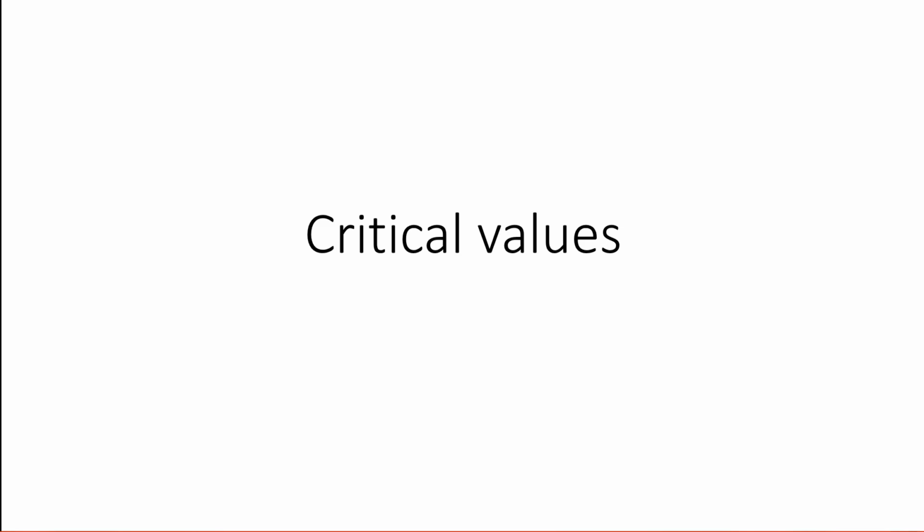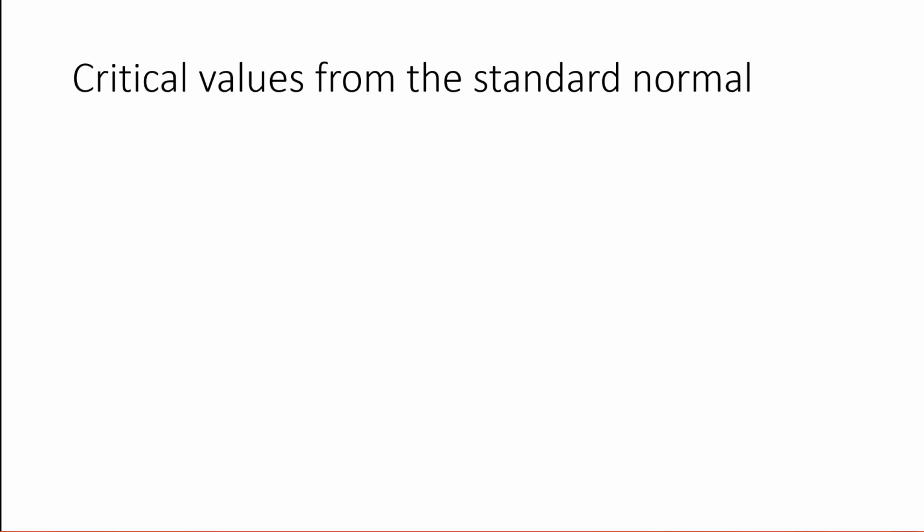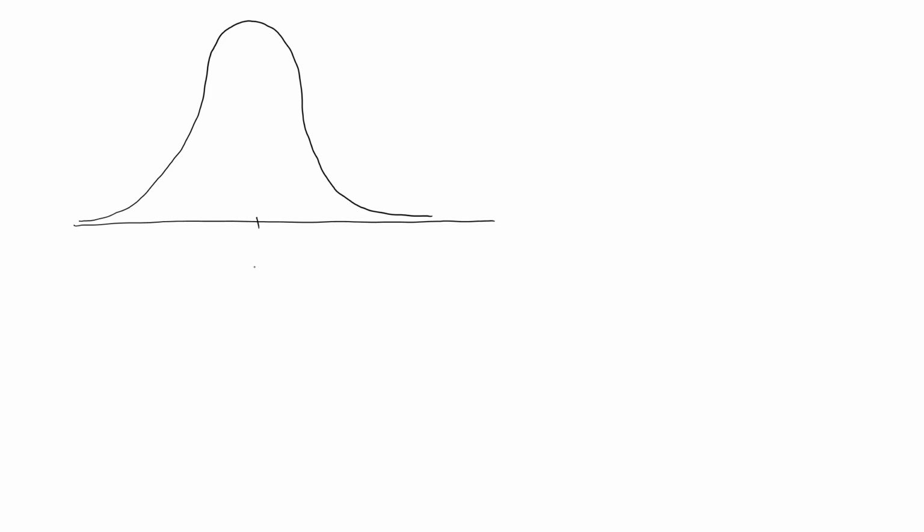So let's develop some notation for this particular problem of finding these cutoff points. These cutoff points will actually be called critical values. So let's start with the most important one, the normal distribution. Critical values from the standard normal distribution. So now we're dealing with a probability density function that looks something like this, centered around 0.